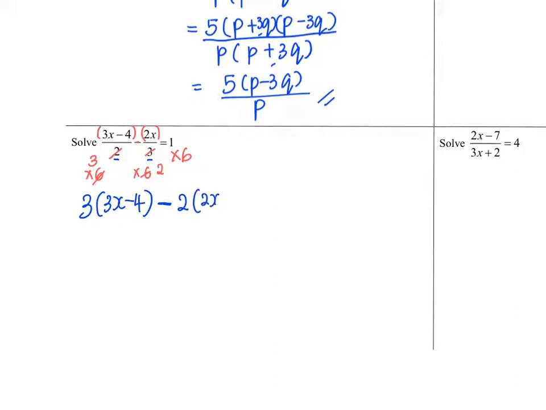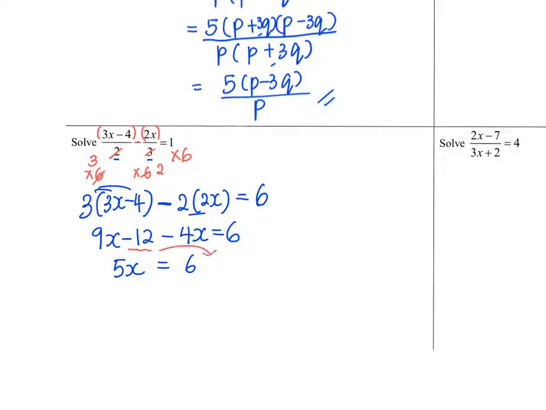So actually this will now become 3 bracket 3x minus 4, minus, subtraction, be careful, 2 times 2x equals 1 times 6, 6. Then now I shall expand the brackets. I'll get 9x minus 12 minus 4x equals 6. And 9x minus 4x will give me 5x. And then now I'm going to put the negative 12 over to the other side. It will become positive 12. So 5x equals 6 plus 12, that's 18. X will be 18 divided by 5.